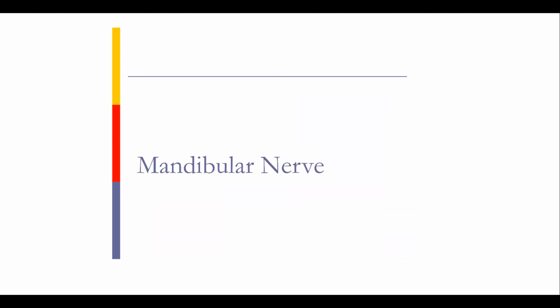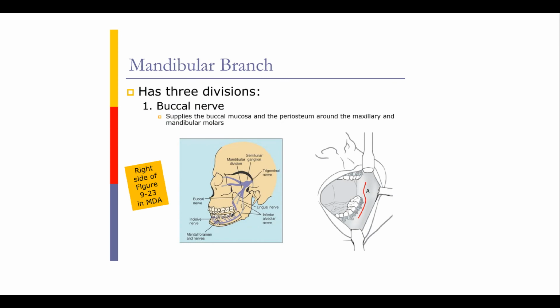All right, and all we have left is the mandibular nerve. The mandibular nerve obviously goes to your mandible, and there's a few branches off of that one. The mandibular nerve has 3 main divisions. Now this picture here is on the right side of figure 923 on page 127 of your MDA textbook. The 3 main divisions include, first, the buccal nerve.